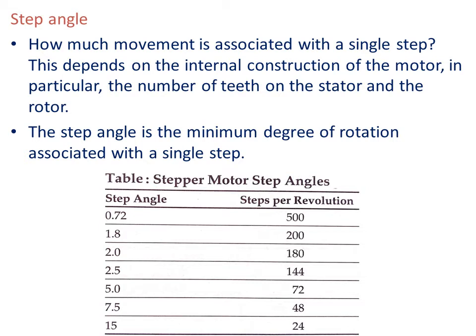In the table, notice the term steps per revolution. This is the total number of steps needed to make one complete rotation, or 360 degrees. For example, for the third value, 180 steps times 2 degrees is nothing but 360.